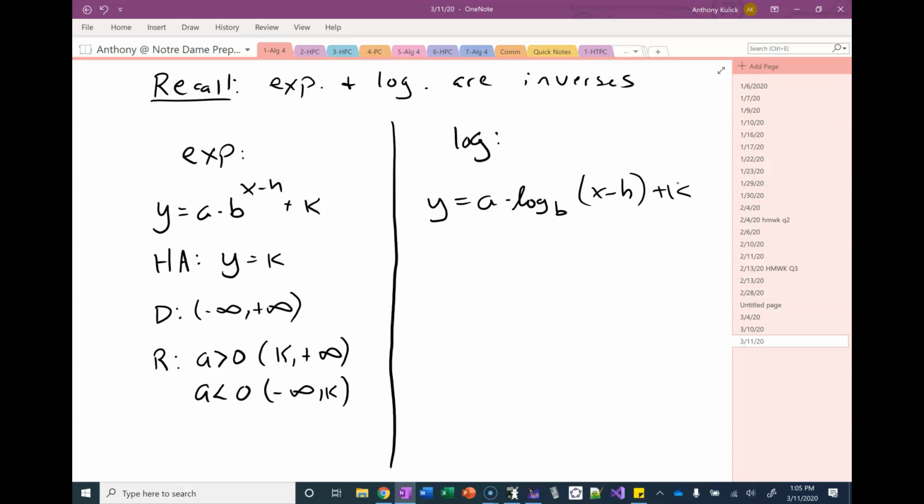So remember how we find an inverse in the most abstract sense is we're just taking our function and switching the x and y coordinates for every point on that function, right? So for an exponential function, we have a horizontal asymptote. If I swap the x and y coordinates on that horizontal asymptote, what's going to happen to it? It's going to become a vertical asymptote, right? So for a logarithmic, we have a vertical asymptote at x equals h.